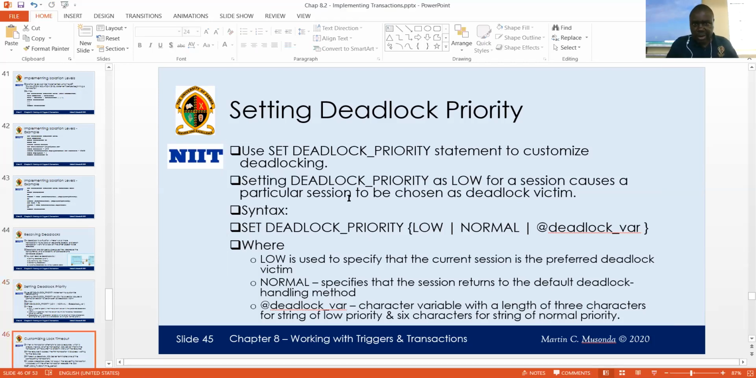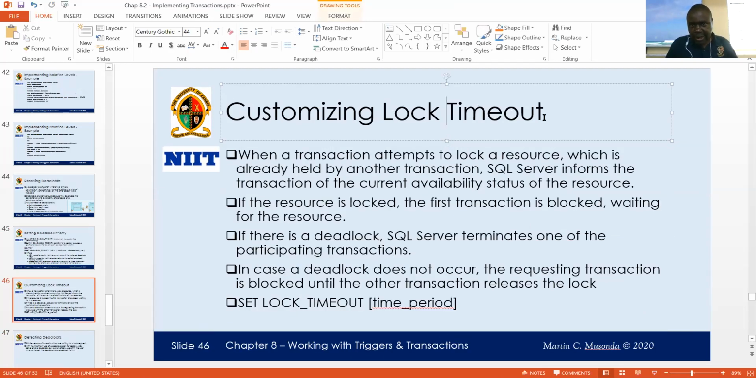The second way is to set the lock timeout. When a transaction attempts to lock a resource which is already held by another transaction, SQL Server informs the transaction of the current availability status of the resource. If the resource is locked, the first transaction is blocked, waiting for the resource. So once that time has elapsed, then the resource will be available, and so it will execute. That is, this is in the event that there is a deadlock.